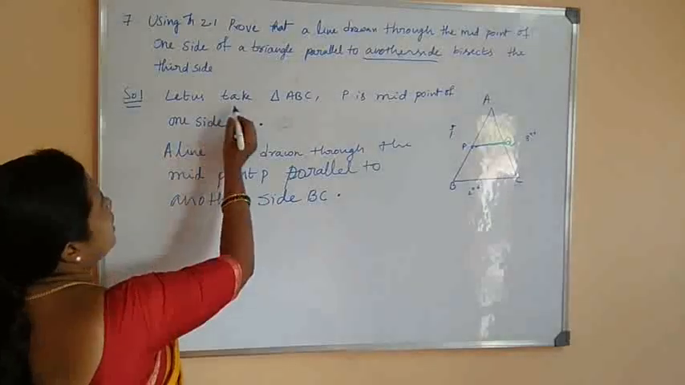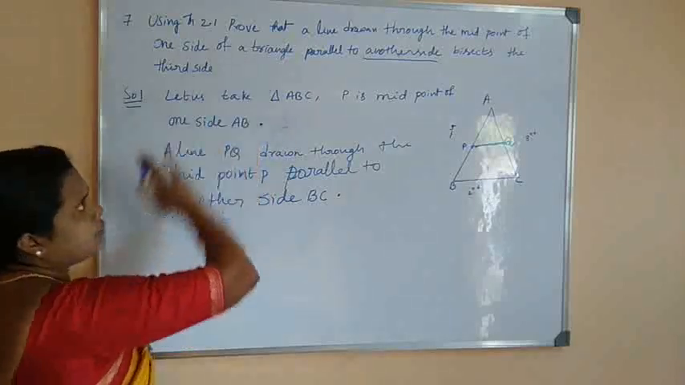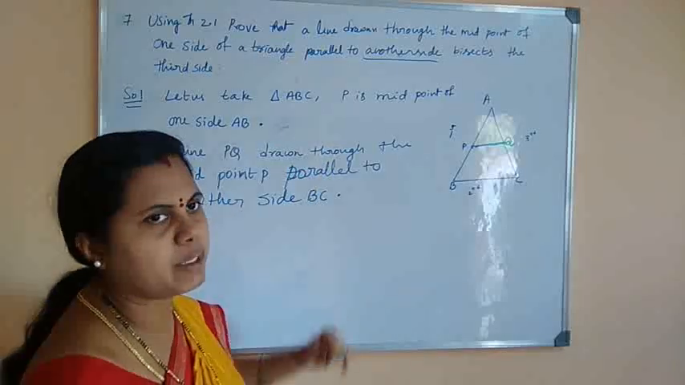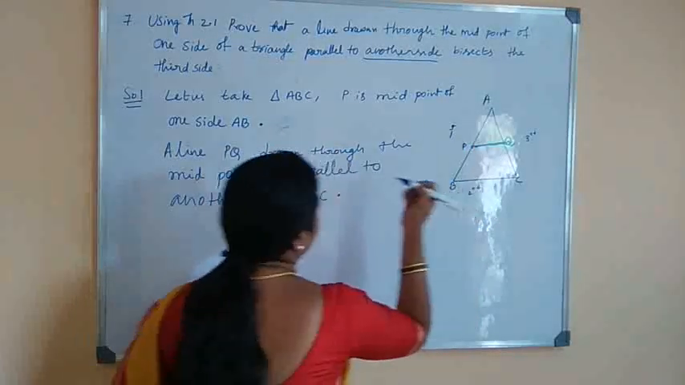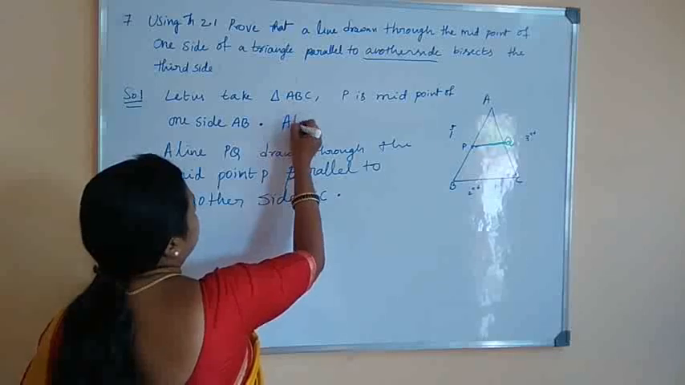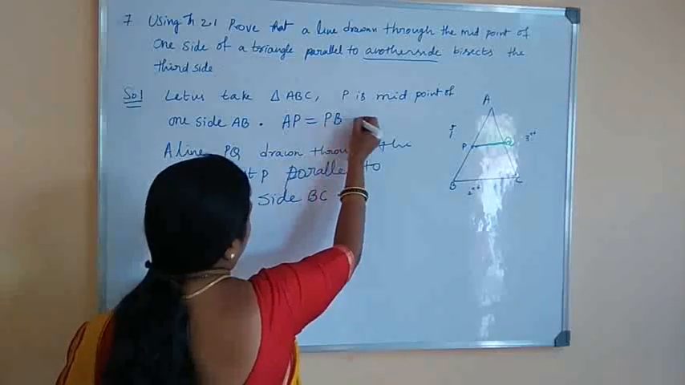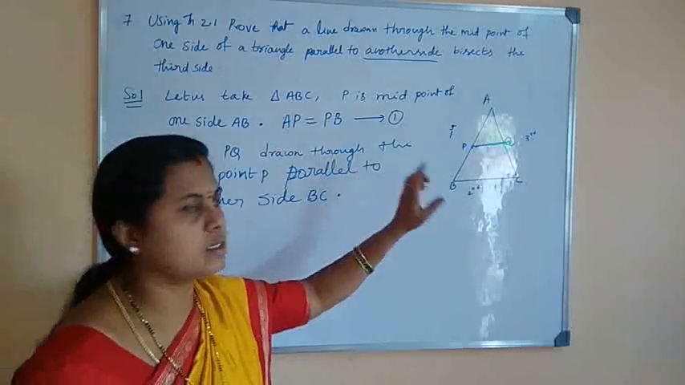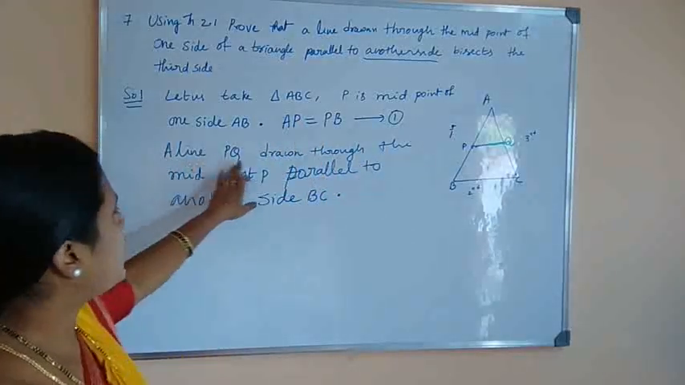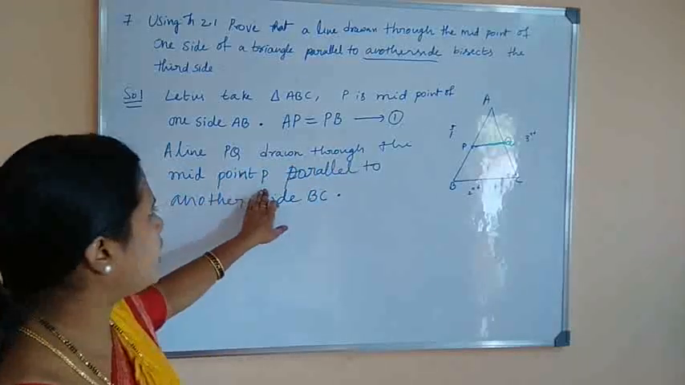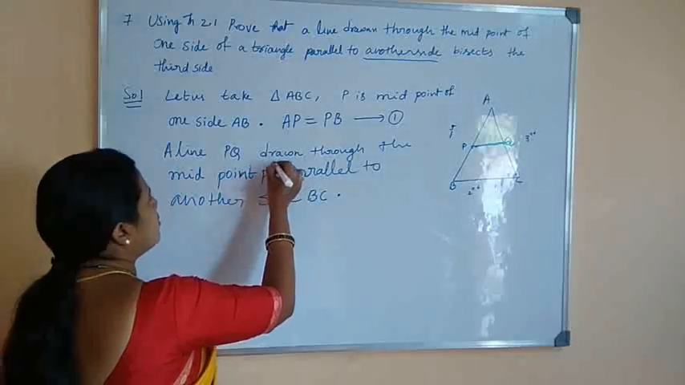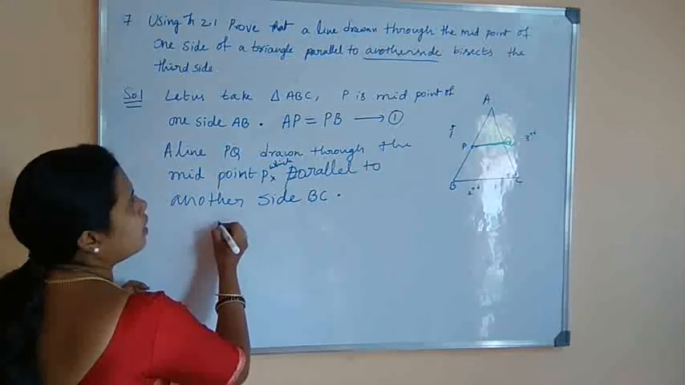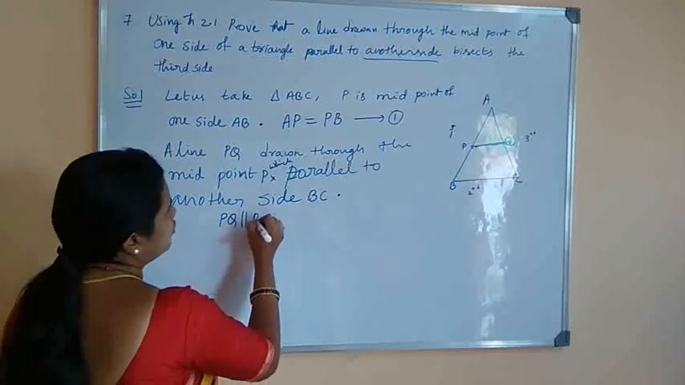See here, these are the two points I have taken from the problem itself. First I considered one triangle and P is the midpoint of one side. Then P is the midpoint of side AB means AP is equal to PB. By using the midpoint you have to get this condition. Now, a line PQ is drawn through the midpoint P which is parallel to another side BC. Then PQ is parallel to BC.